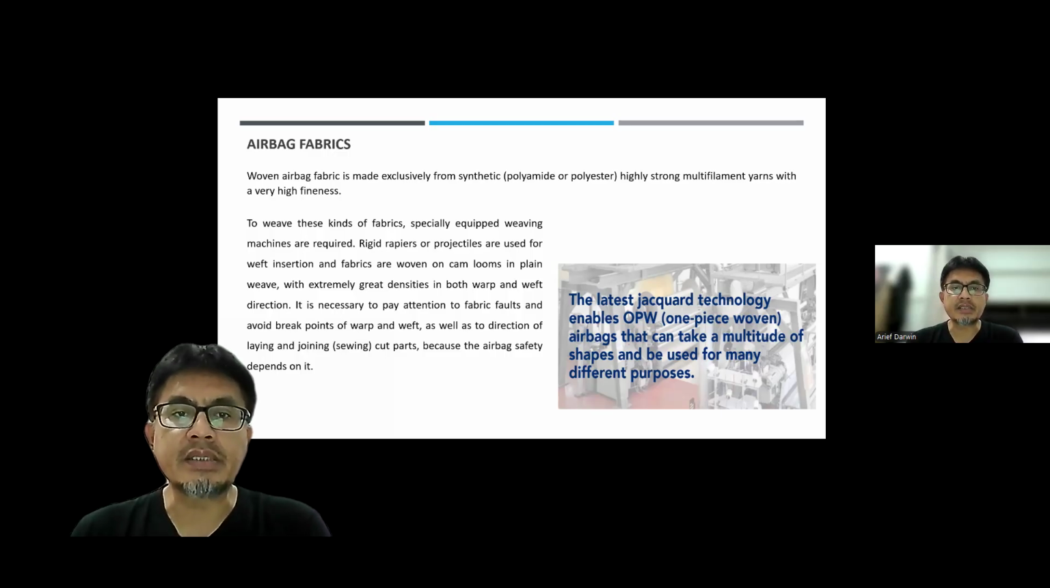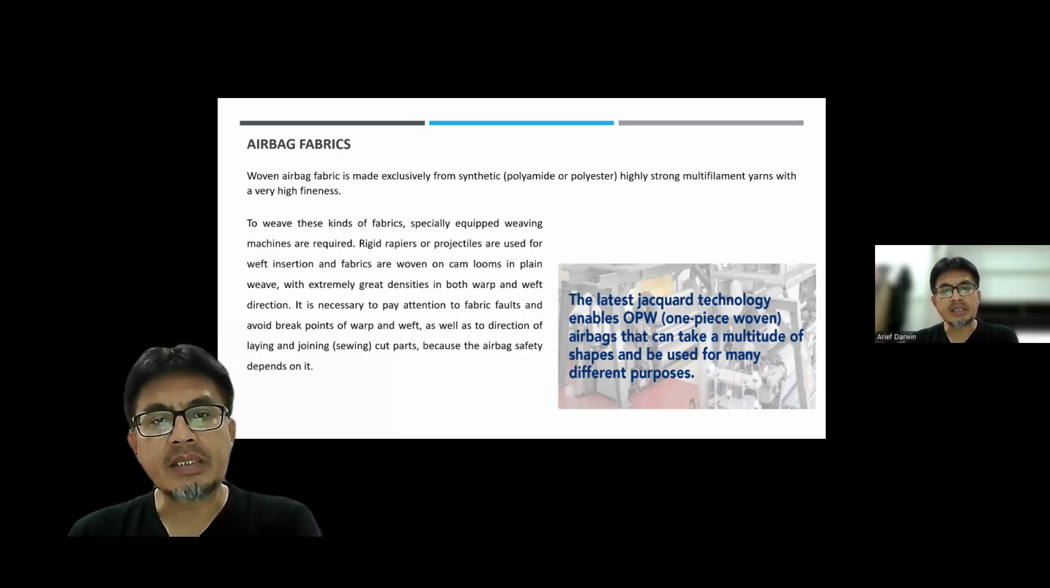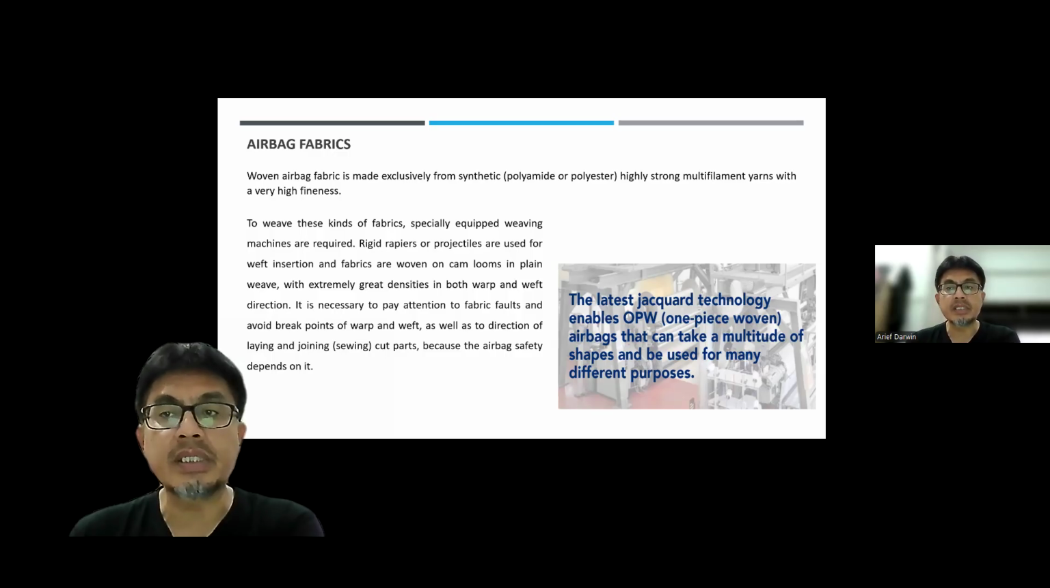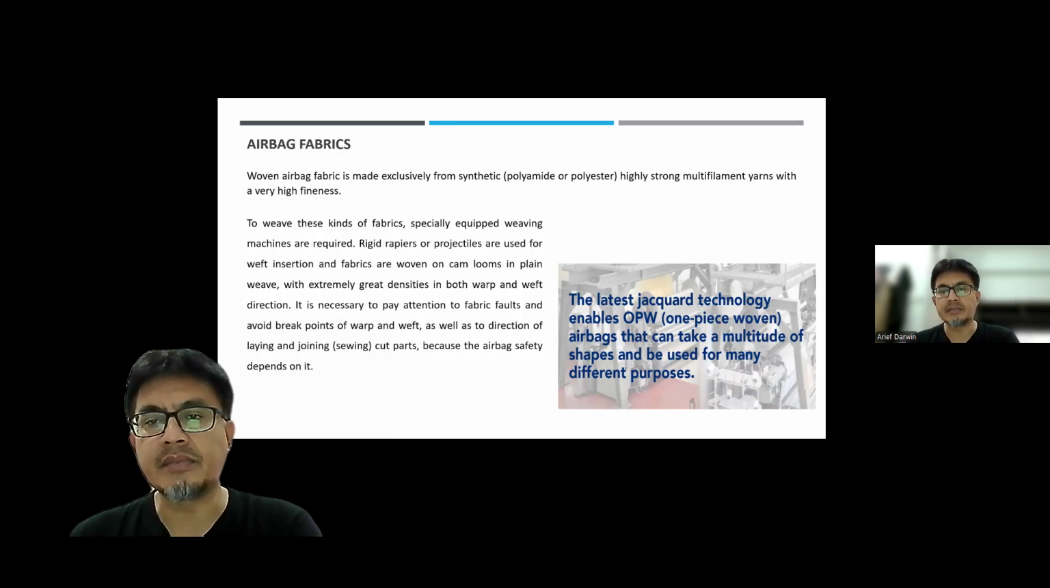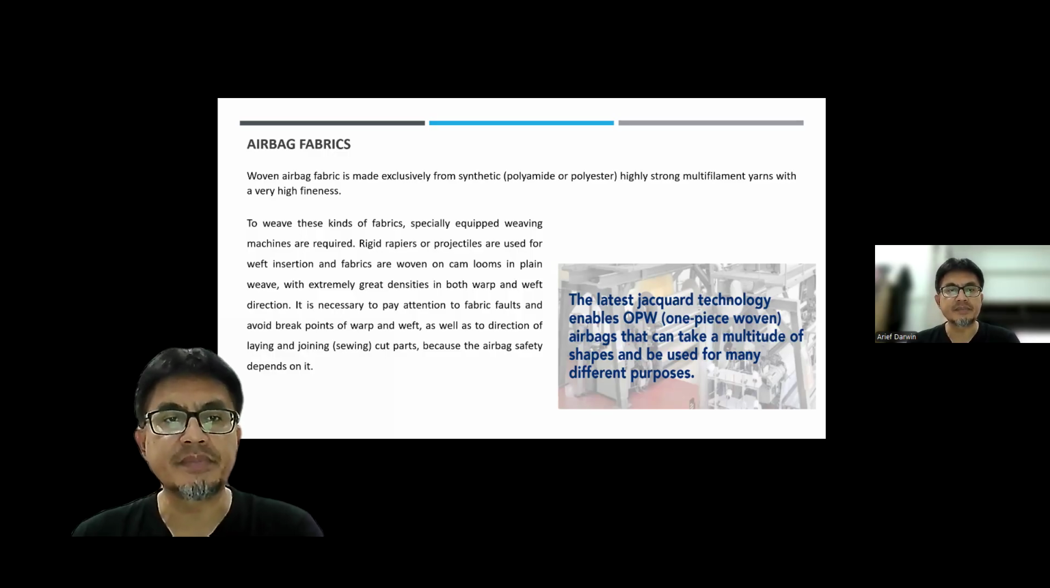It is necessary to pay attention to the fabric folds and avoid the break points of warp and weft, as well as to the direction of the lying and joining sewing cut parts, because the airbag safety depends on it. Even the latest jacquard technology enables what they call OPW, which means one-piece woven airbags that can take a multitude of shapes and be used for many different purposes.